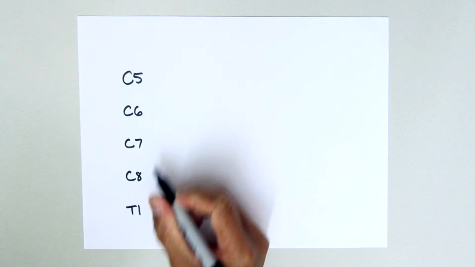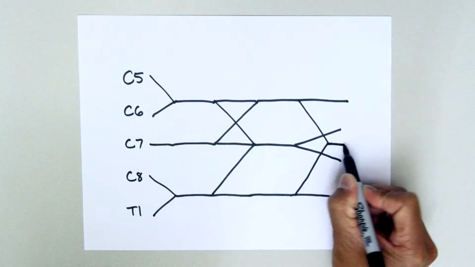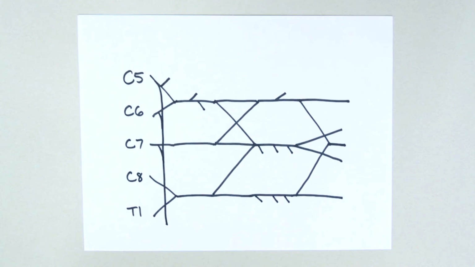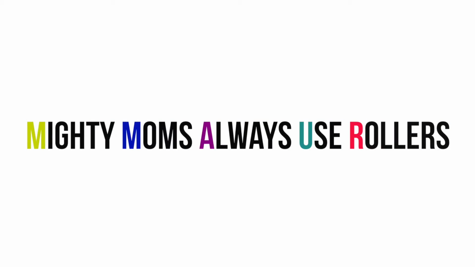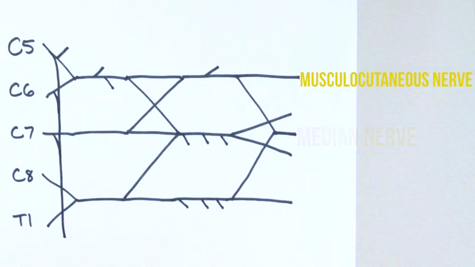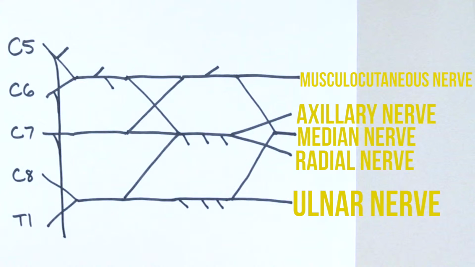Now that we've drawn the brachial plexus, let's figure out what each of the different nerves innervate. We're going to start with the terminal branches of the brachial plexus. Again, our mnemonic is Mighty Moms always use rollers. Musculocutaneous nerve, median nerve, axillary nerve, ulnar nerve, and radial nerve.